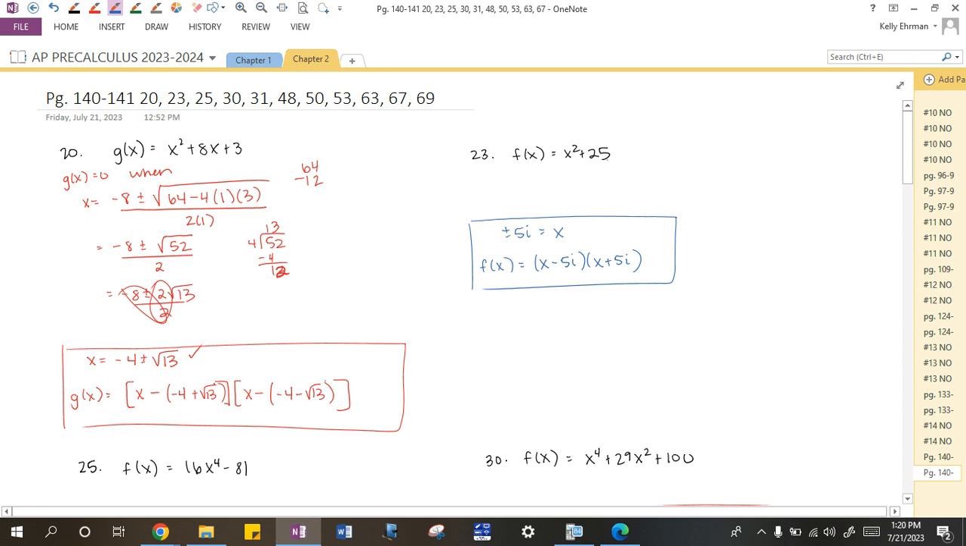Number 23 is x squared plus 25. I don't need the quadratic formula for this. I can just say 0 equals x squared plus 25, then -25 equals x squared. Square root both sides. The square root of -25 is plus or minus 5i. So those are the zeros. And then the linear factorization is just f of x equals (x minus 5i)(x plus 5i). Make sure that you're writing f of x equals, or g of x equals. You're not just writing the factored expression.